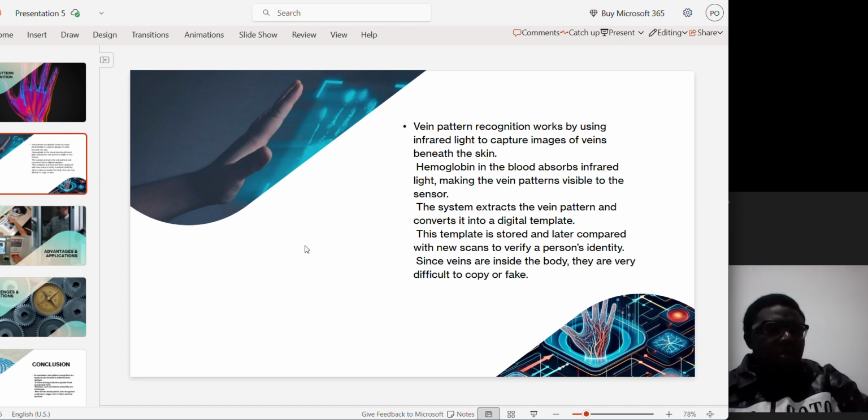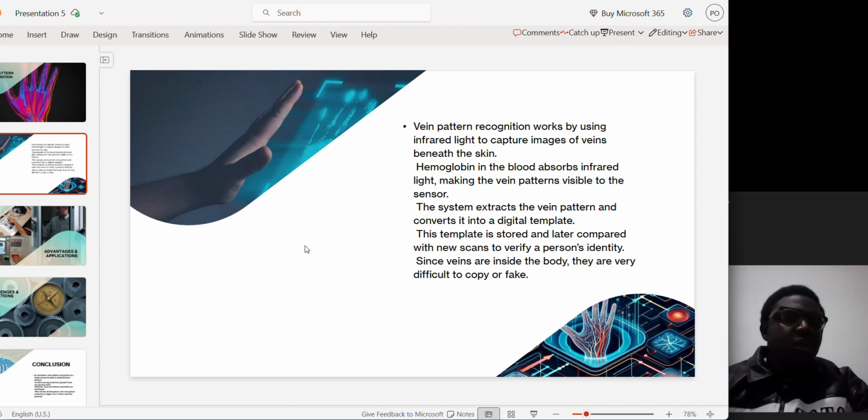It will be compared with new scans to verify a person's identity, because once a match is found, it will verify the identity. Since the veins are inside the body, they are very difficult to copy or fake. It's inside the body. This is one of the advantages actually.